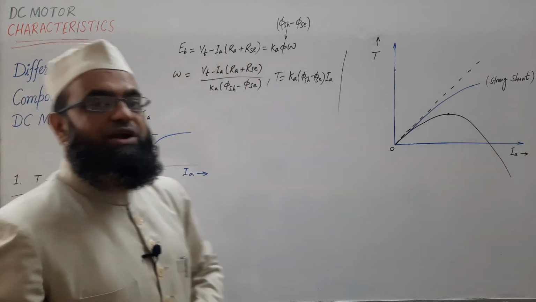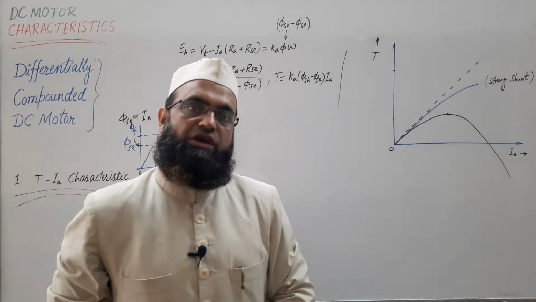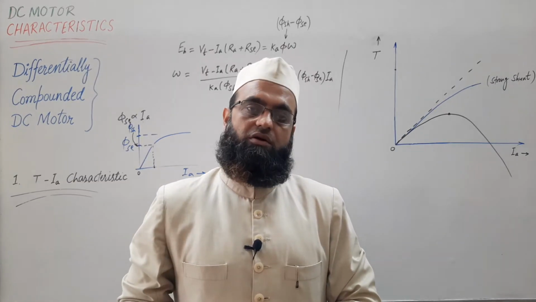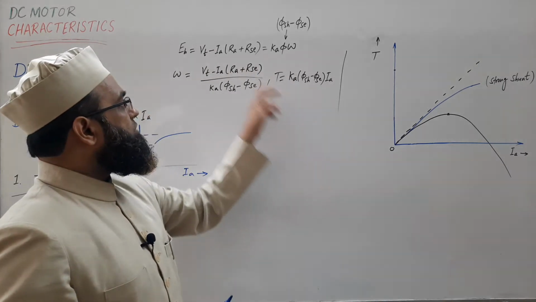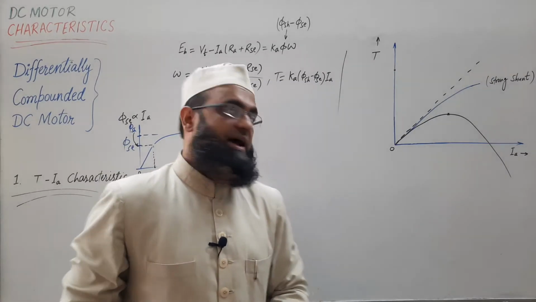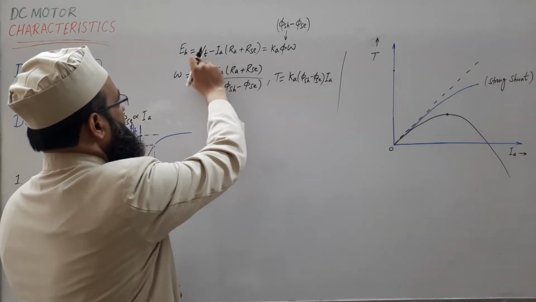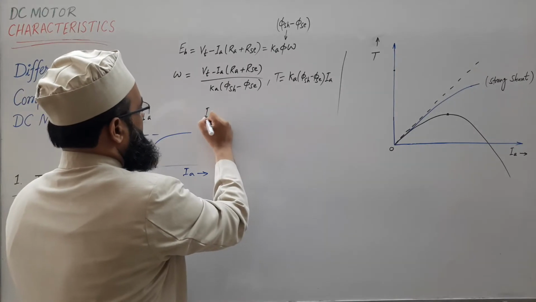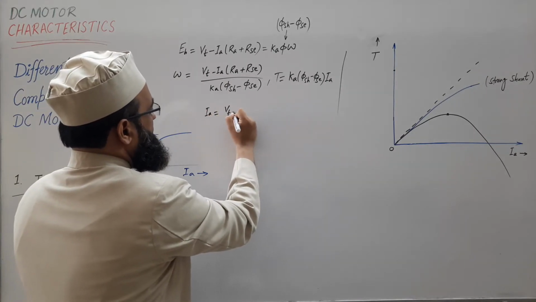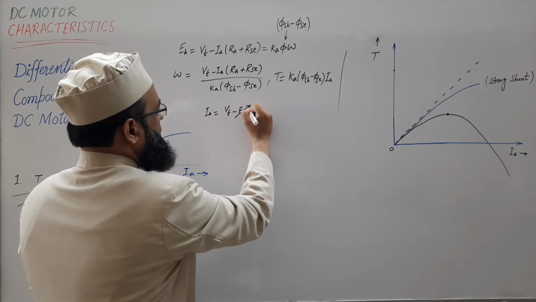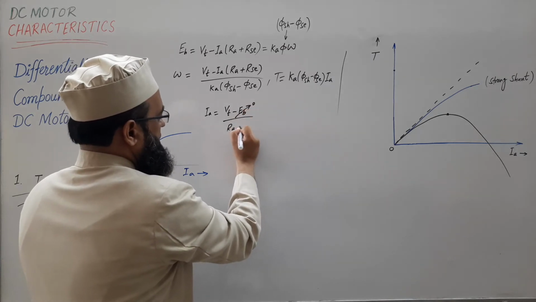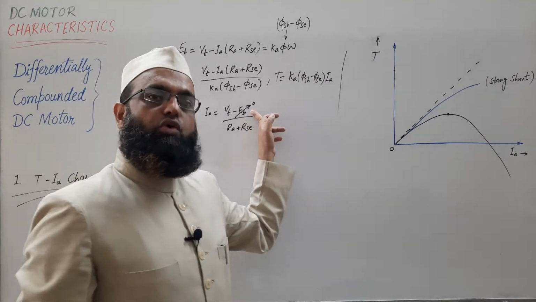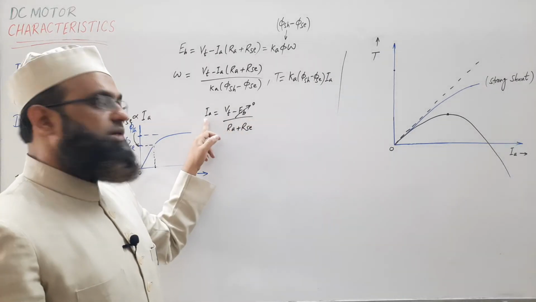So at the moment when the speed is 0, while crossing 0 from the reverse direction to its actual direction, the current drawn by the motor will be very high, as this current may be written as Vt upon Ra plus Rac. This current may be written as Ia equals Vt minus Eb, where Eb is 0, so Vt, upon Ra plus Rac. The moment when the speed is 0, Eb is 0, hence this current becomes very high.